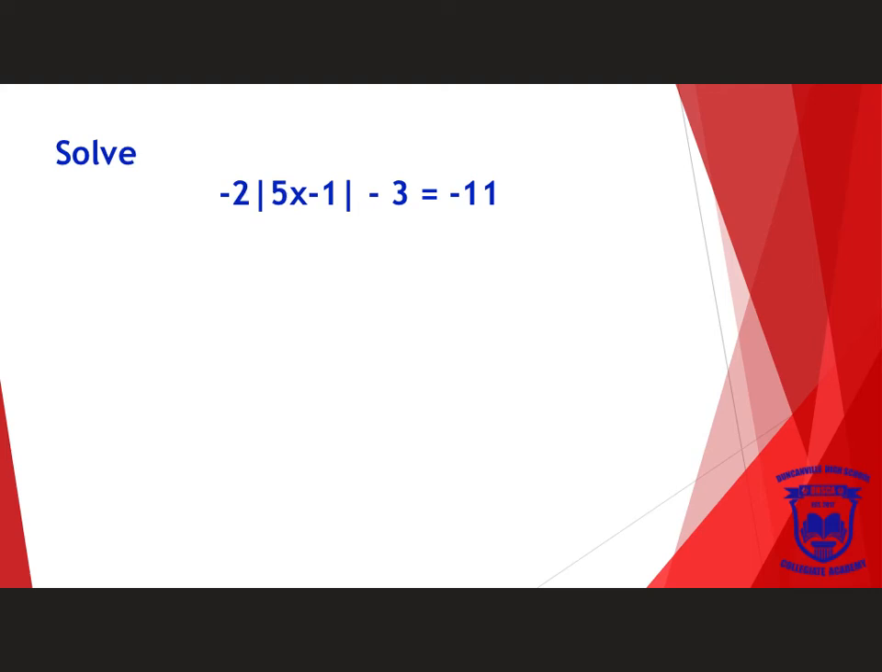Solve negative 2 times the absolute value of 5x minus 1, minus 3, is equal to negative 11. Now, your natural instinct is going to be to say, oh, there's no solution because an absolute value can't be equal to a negative. But guess what? That's not what you have here.